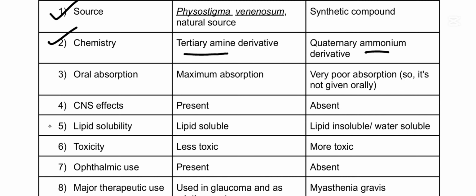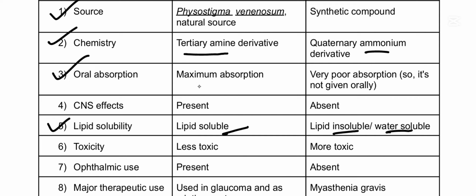Now, based on lipid solubility profile, we can compare between them. Physostigmine is a lipid soluble compound, that is, it is a lipophilic drug. On the other hand, neostigmine is lipid insoluble, or we can say that it is a water soluble compound. That is, it is lipophobic, or you can say as well a hydrophilic compound. And based on this lipophilicity and hydrophilicity between these two compounds, the following comparison falls.